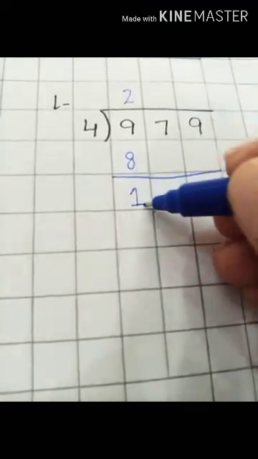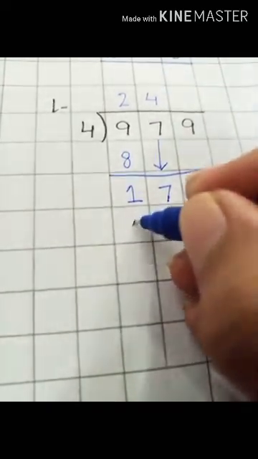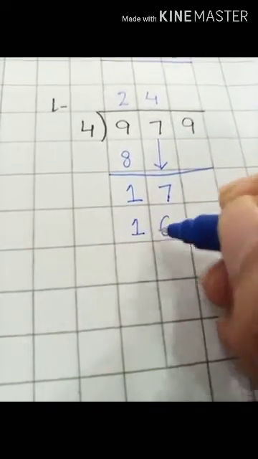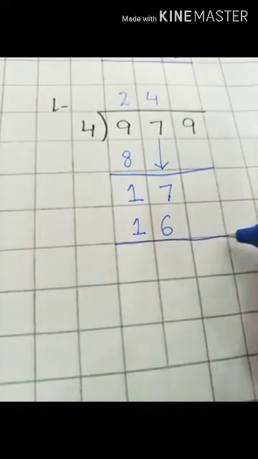So students, 9 minus 8 is 1. Next step is bring this 7 down here and this will become 17. Now students, read the table of 4 to get the 17. 4 1s are 4, 4 2s are 8, 4 3s are 12, 4 4s are 16. As 16 is quite closer to it, so I am writing it here. 4 4s are 16. In the next step, 7 minus 6 is 1.